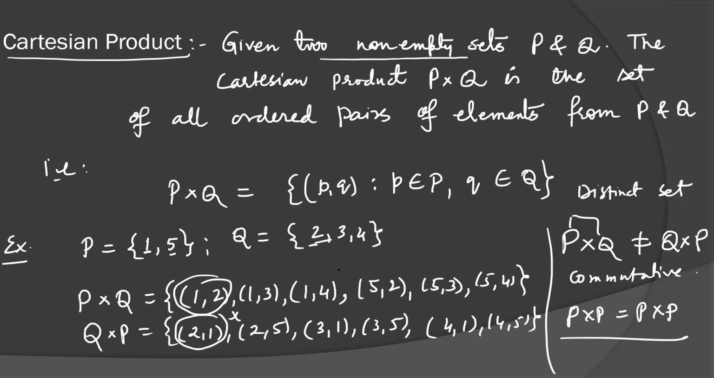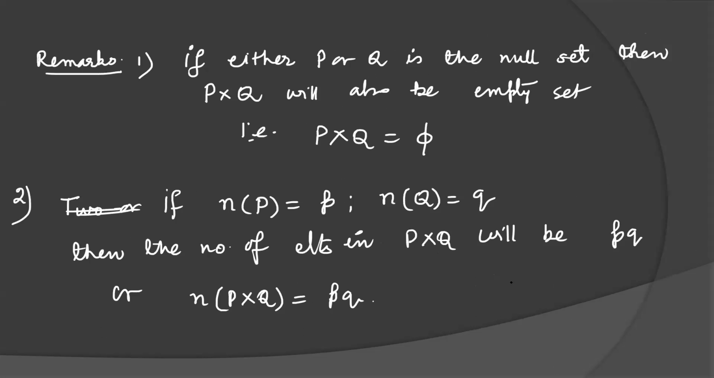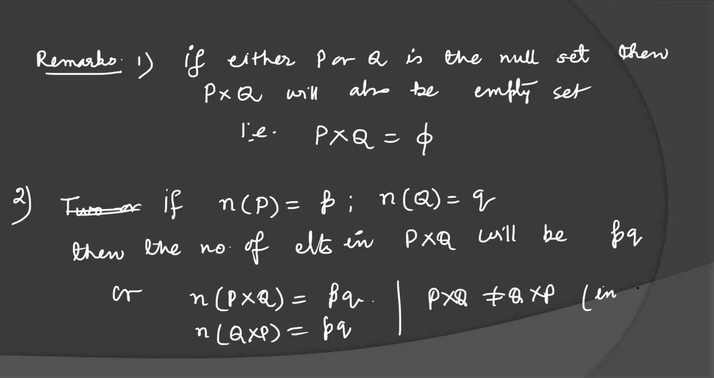You can observe from here also, the cardinality of set P is here 2. The number of elements in set P is 2 and the number of elements in set Q is 3. So what will be the number of elements in P cross Q? It's just the product 2 into 3, so it will be 6. You can see here 1, 2, 3, 4, 5, 6. And one important point, the cardinality of both P cross Q and Q cross P will be the same. But in general, P cross Q is not going to be equal to Q cross P. In general means when the sets are distinct.